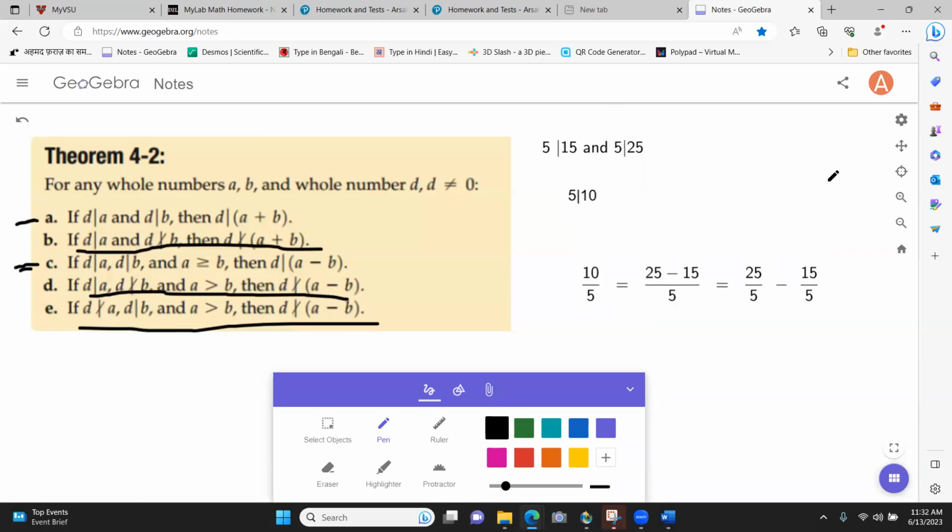So basically, in summary, they're saying if a whole number that's not zero divides a number A, and it also divides a number B, then it will divide the sum of those two numbers and the difference of the two numbers, positive difference where A is larger. And it's very intuitive. I have the explanations here. So that's that.